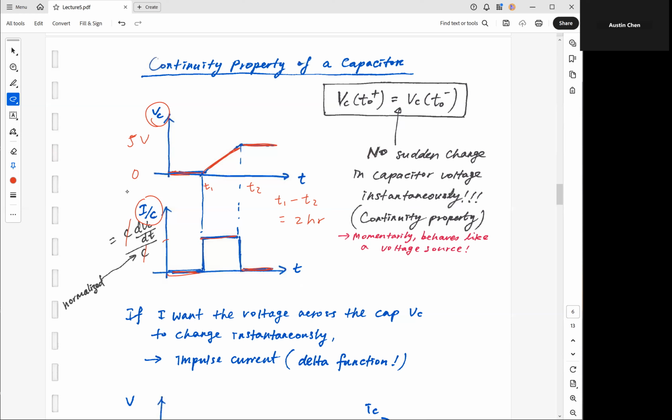So this denotes the amount of current that I need to charge this capacitor from 0 volt to 5 volt in the period of 2 hours. So far so good, right? This is what we know of and what we're used to. When we charge a battery or a capacitor, this is a very gradual process. It takes time. All right.